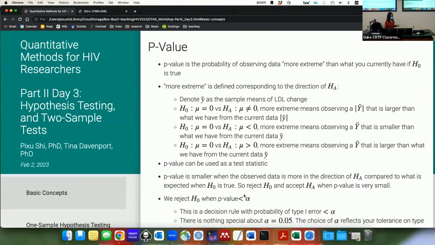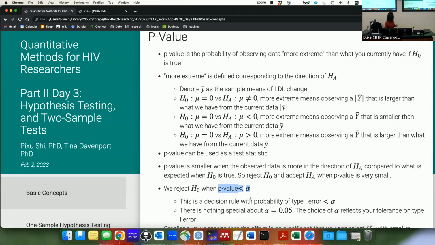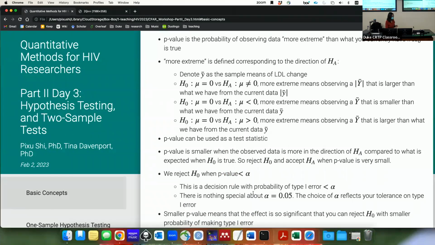So that's why most of the times when we use p-value as a test statistic, we reject it when it's smaller than the type 1 error rate that we want to control. And there have been a lot of discussions in the medical world about why we're using 0.05 as the type 1 error control, why not using 0.1 or 0.01? Well, there's really nothing special about 0.05. It's just that one of the most famous statisticians about 100 years ago decided that this is a number that he wants to use, and it's become a tradition.